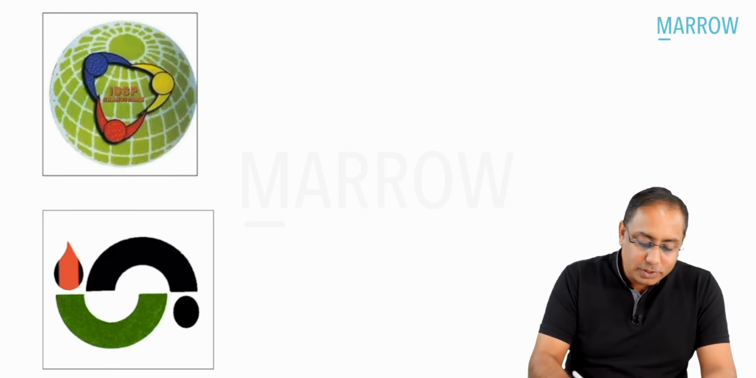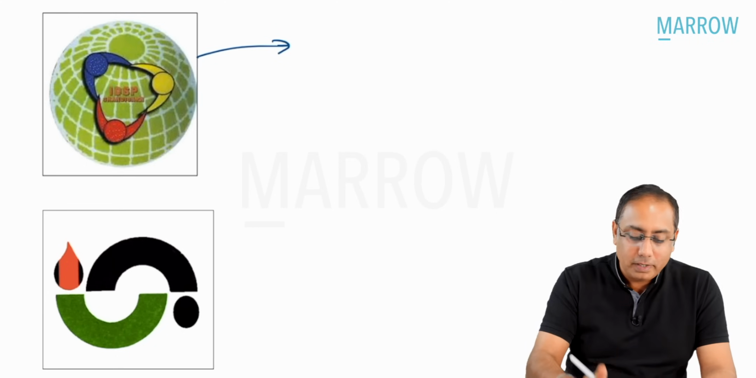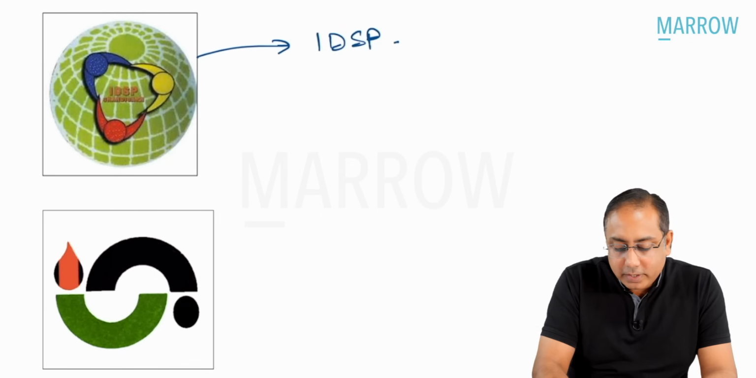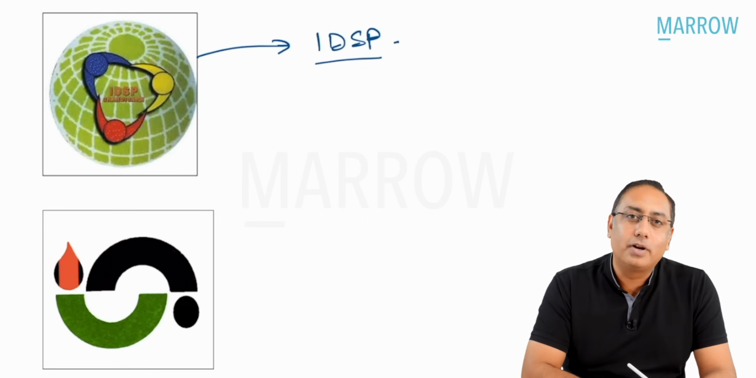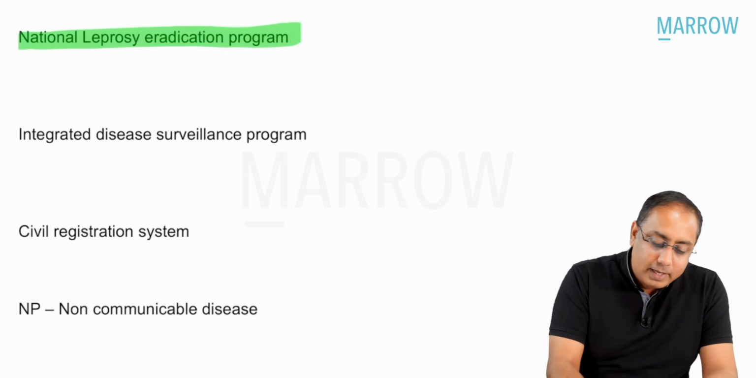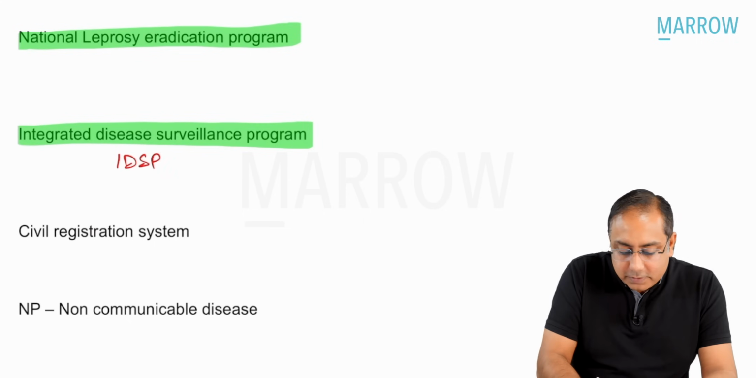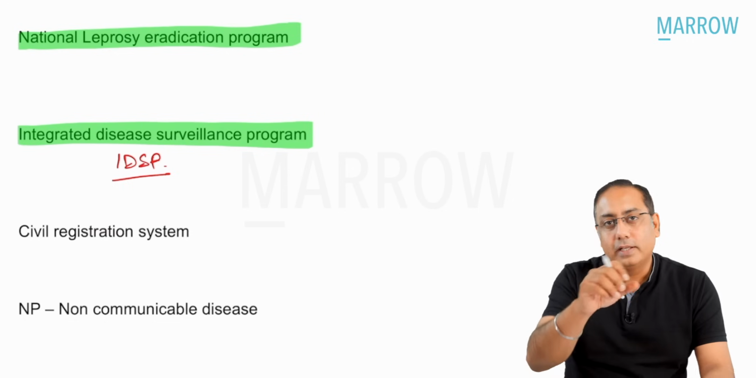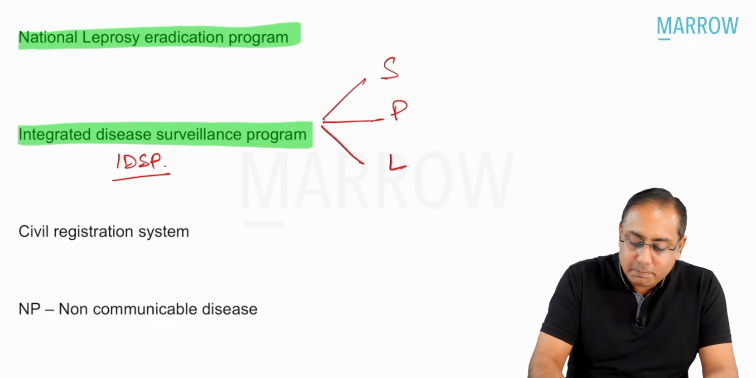Next, what is this logo? You can see this circle, this earth kind of thing, and then there are 3 people in it. Remember, these are our 3 friends, and this logo is for the program called IDSP. What is IDSP? Integrated Disease Surveillance Program. There is the earth and there are 3 friends. Who are the 3 friends? You have to remember S, P and L.